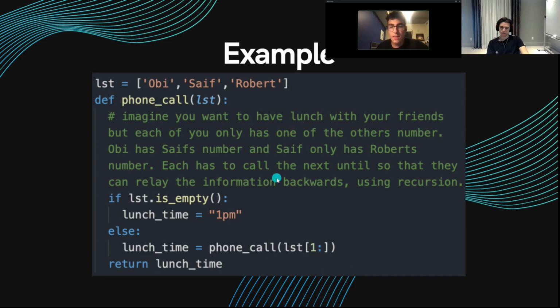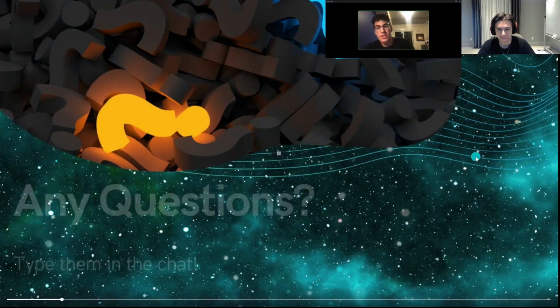So Robert then tells everybody that the lunchtime is at 1 p.m., and he sends that information back using recursion in this function, and everybody knows to meet up at 1 o'clock. And they all have a beautiful lunch, and everything's perfect because we use recursion. So yeah, that's just a little real world example for you guys.